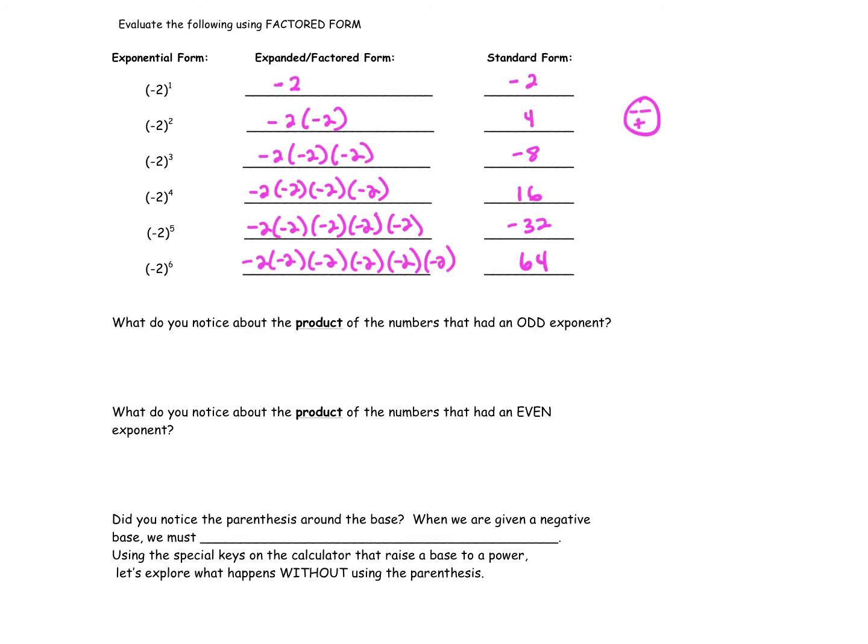So please check to make sure that you have written down what I have written down here. So this question says, what do you notice about the products of the numbers that had an odd exponent? So let's identify the odd exponents. Well, 1, 3, and 5. So we're looking at the products, -2, -8, and -32. Well, they're all negative products.